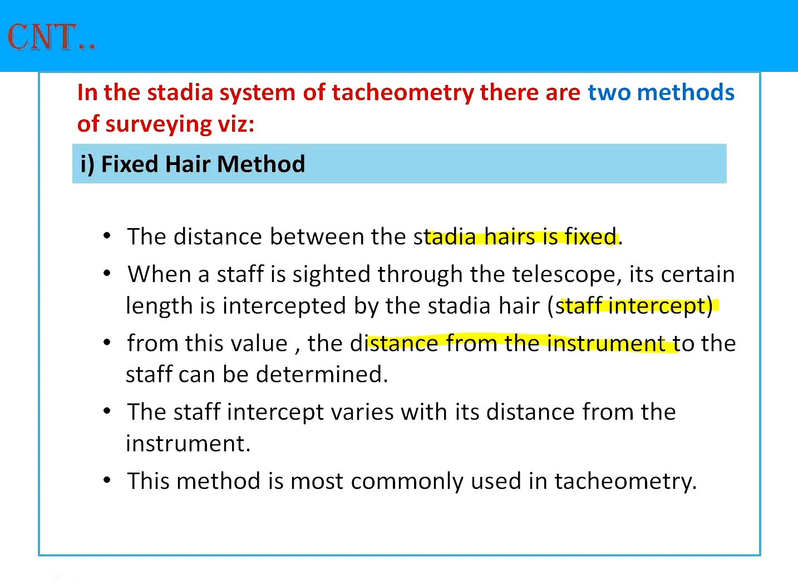The staff intercept will vary with the distance from the instrument. When the distance between the instrument and the staff station increases or decreases, the staff intercept will also increase or decrease correspondingly. This is the most commonly adopted method of tachyometry.